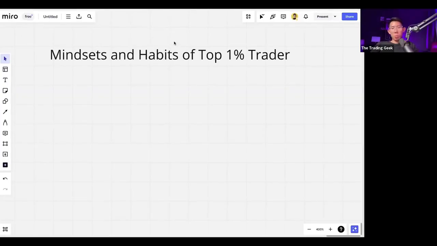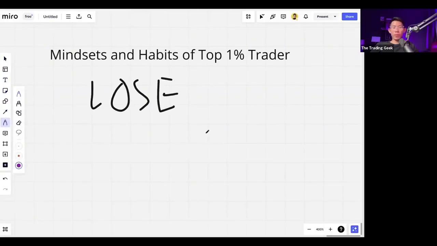So let me briefly share with you my mindset and the habits of top 1% traders. First things first is to lose money. Yes, that's the mindset of a top 1% trader: to focus on losing money and not making money. Right now, you might be wondering why. Why would you focus on losing money?